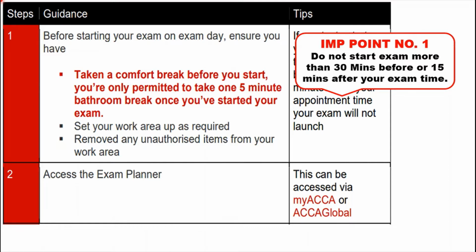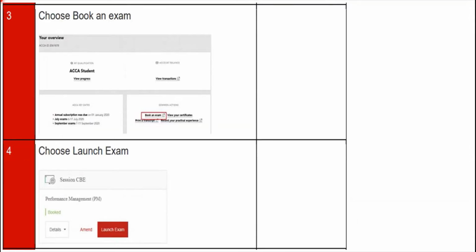Step 2 is the actual start of your ACCA remote exam process. Access the exam planner using your login details from My ACCA or ACCA Global website. Step 3. Choose the Book an Exam tab. After logging into your ACCA account, click on the Book an Exam tab as you can see on the screen.